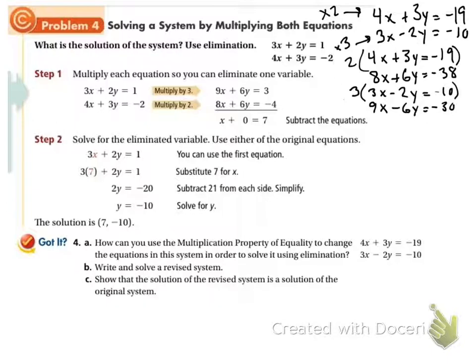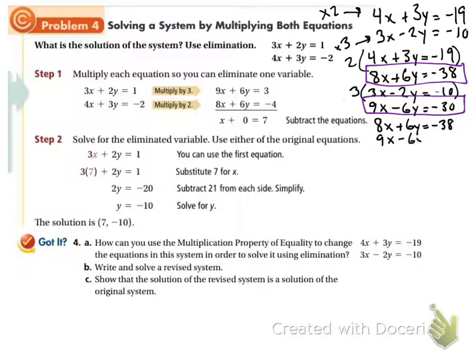So let me rewrite my two equations. Here's where we finished them, right? There's the first one. There's the second one. So I'm going to write those out so that I can add them more easily. 8x plus 6y equals negative 38.